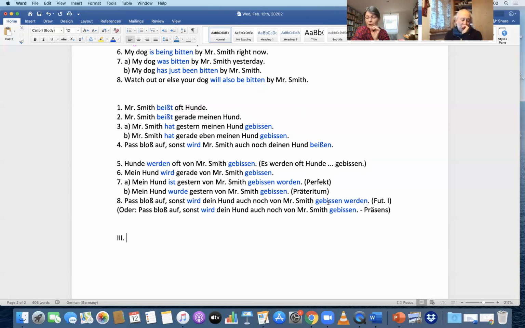So werden is the auxiliary that we use to form future tenses and to form passive voice constructions. So as I said before, in English, the very important words to learn for all learners are to be, to have, and to do. In German, it's sein, haben, und werden. Sein, haben, werden. Those are the very, very important words.